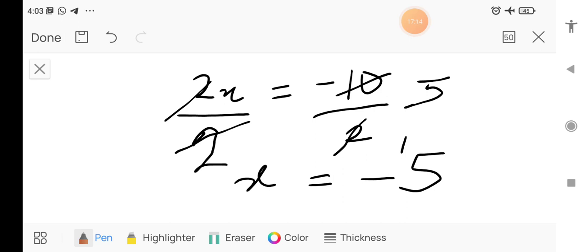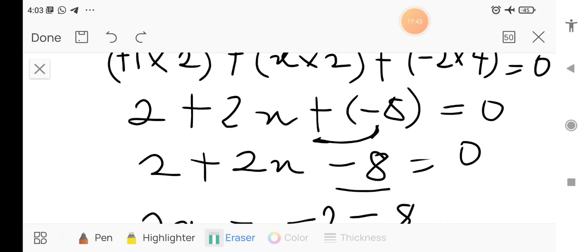So therefore, the oxidation number of chromium in K2Cr2O4 is minus 5. It's minus 5. Okay.